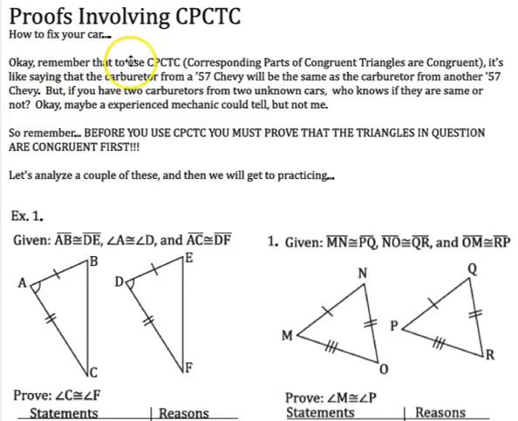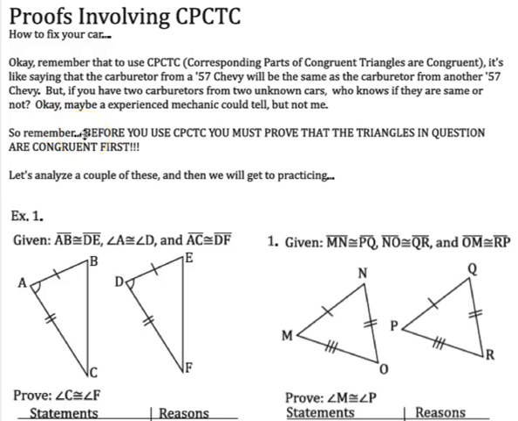Okay, so for example, how to fix your car. Remember that to use CPCTC, it's like saying the carburetor from a '57 Chevy is going to be the same as the carburetor from another '57 Chevy. Jeans from Hollister are going to be the same jeans from Hollister in Ohio. An iPhone that you buy from the Apple Store is going to be like an iPhone that you buy from AT&T. So the parts are going to be the same.